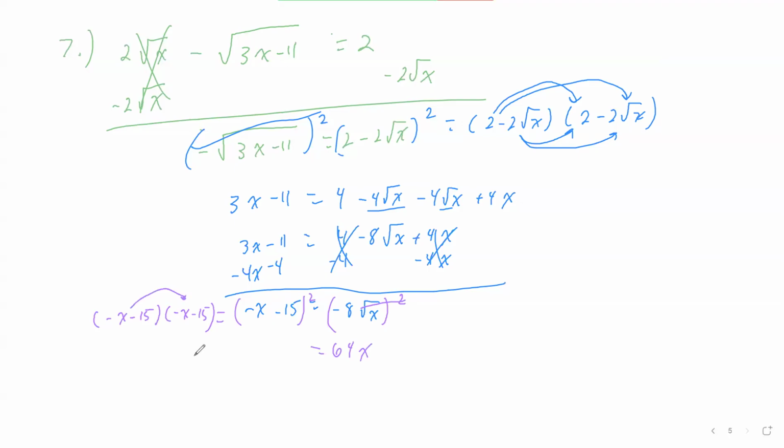So negative x times negative x is x squared. Negative x times negative 15 is positive 15x. Negative 15 times negative x is positive 15x. And negative 15 times negative 15 is positive 225. Fifteen times 15, yeah, 225.